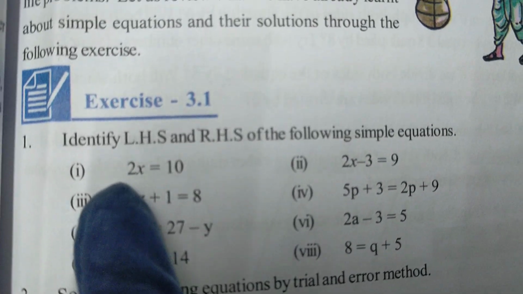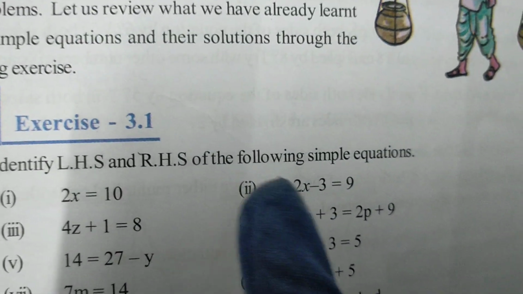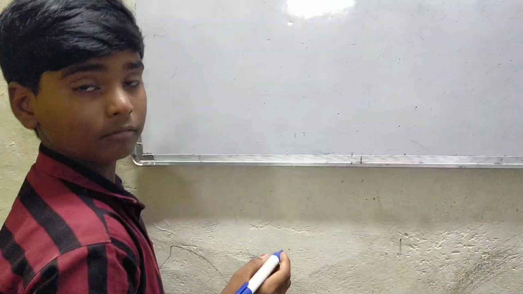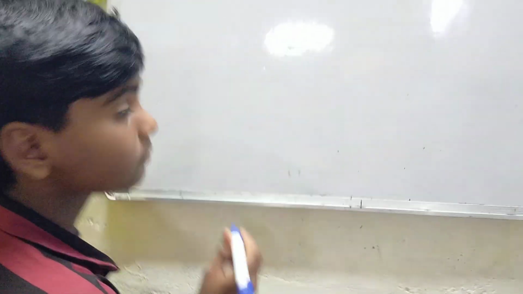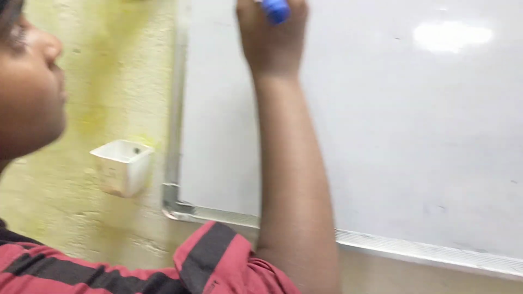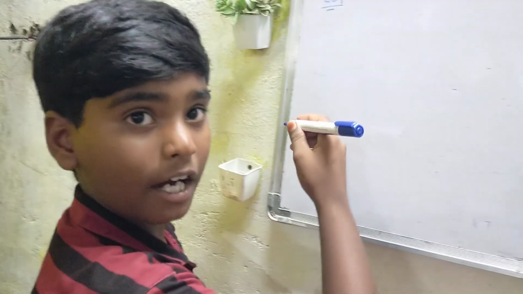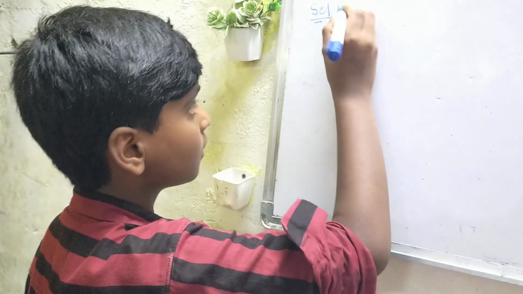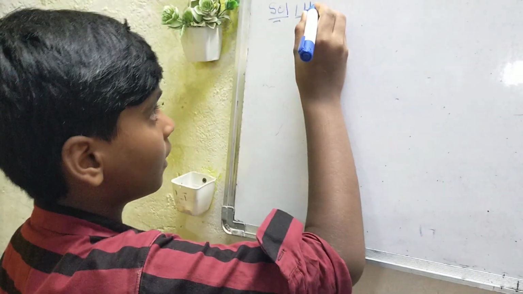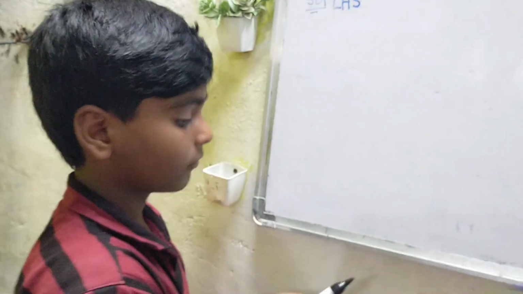Okay, so we are starting with exercise 3.1. In the first bit, you have to identify LHS and RHS of the following simple equations. Okay, it's very simple. Siddharth, you will do this. I want you to do this complete bit. Okay, come on fast. 2x is equal to 10. So what is LHS? What is RHS in that, Siddharth? Left hand side. You write and show me. LHS equal to, what is LHS?